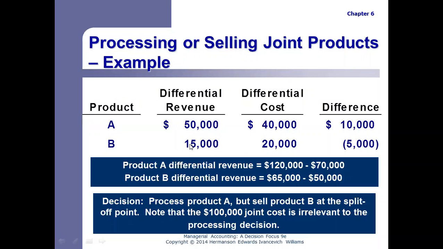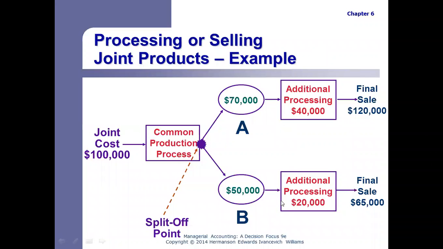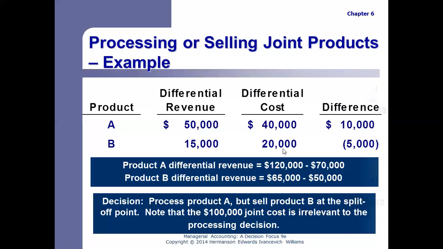So for product B, you could sell it for 65 later, 50 now. That's an additional 15,000. But the processing cost was $20,000. So if you did process it for $20,000 to get $15,000 more revenue, you would actually have less profit than if you sold it at the split off point.